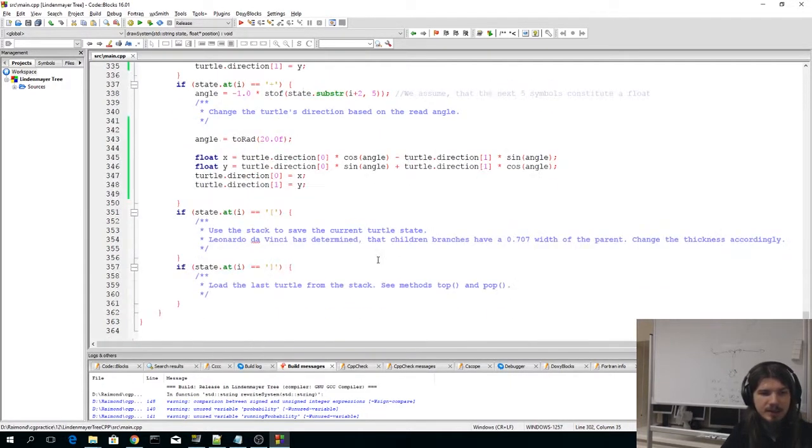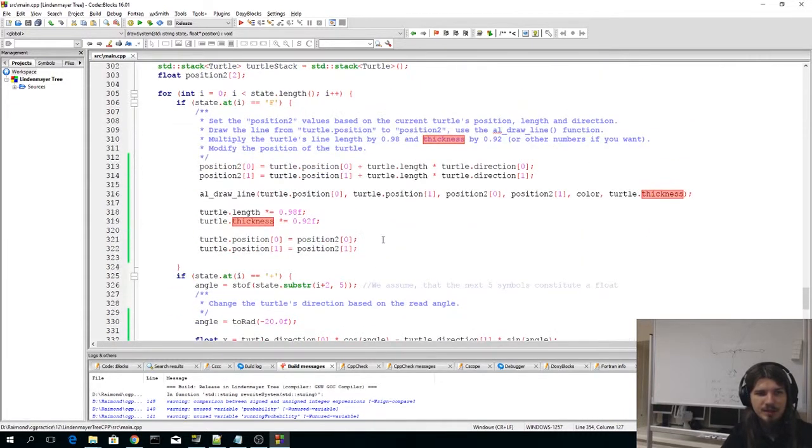And this means that we save its state, and when we get another bracket, then we load the last saved state from the stack using pop. So this is pretty much what we had done before with the matrix stack. Now we have a turtle stack. And when we save this turtle to the stack and start the new branch, then this Mr. Leonardo guy has rumoredly determined that the child branch should have 0.707 of the weight of the parent. So we need to change the thickness accordingly.